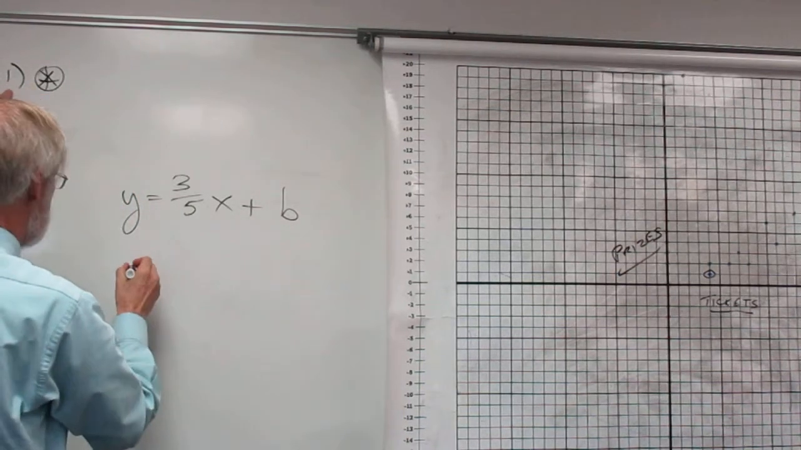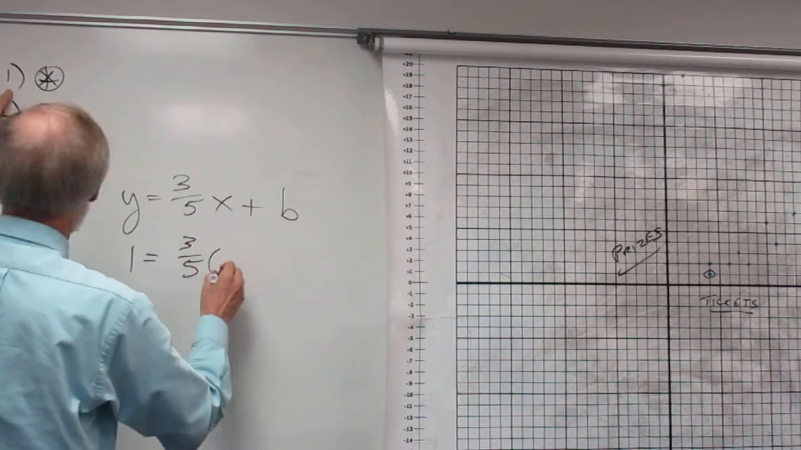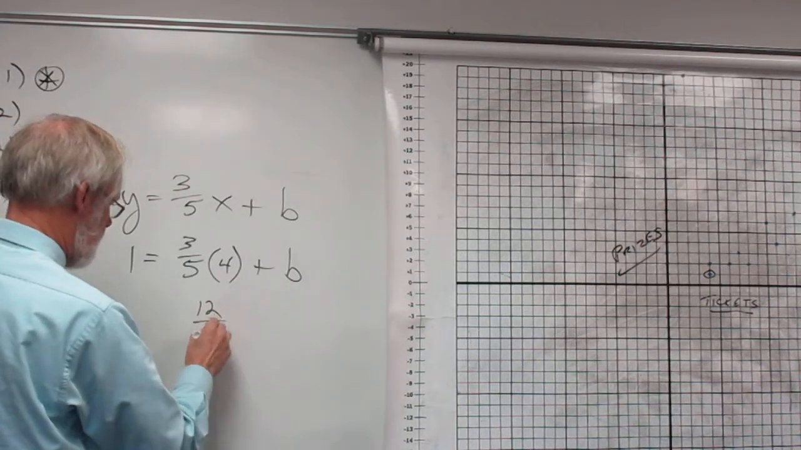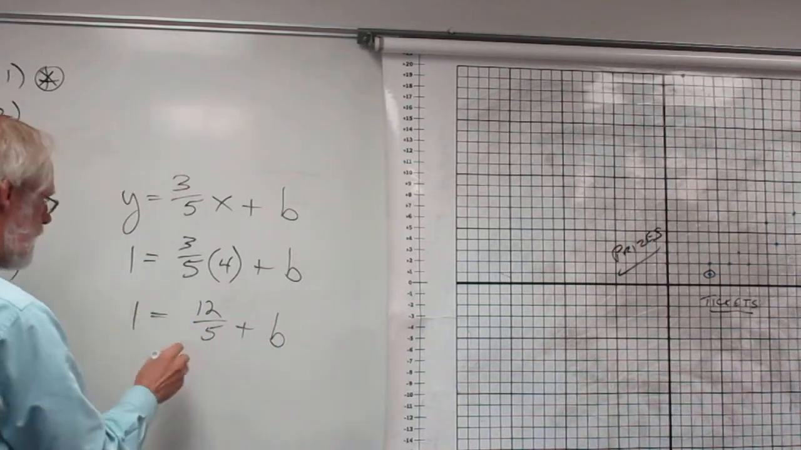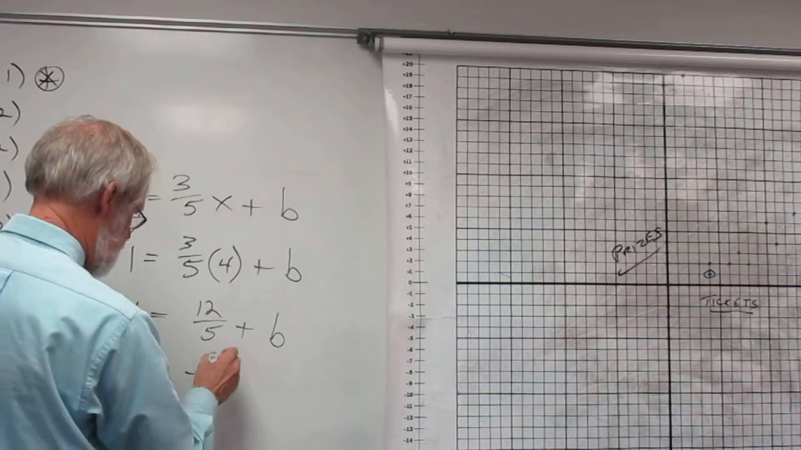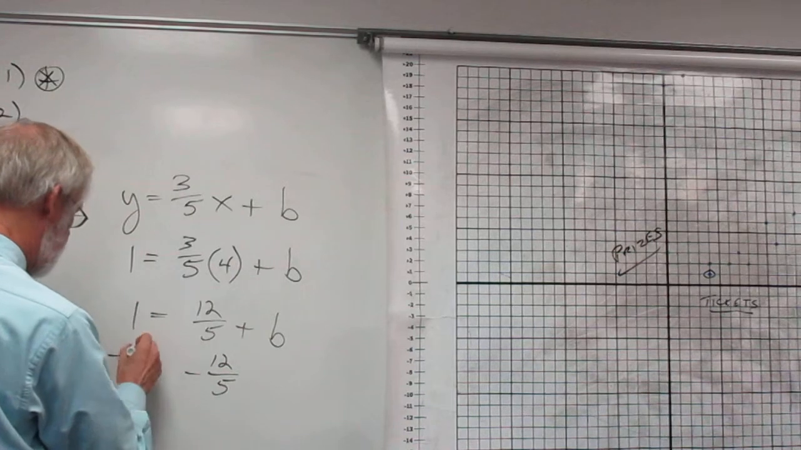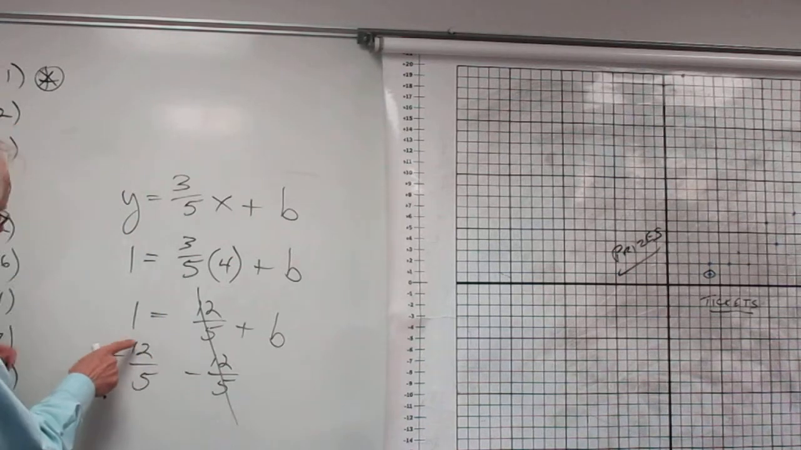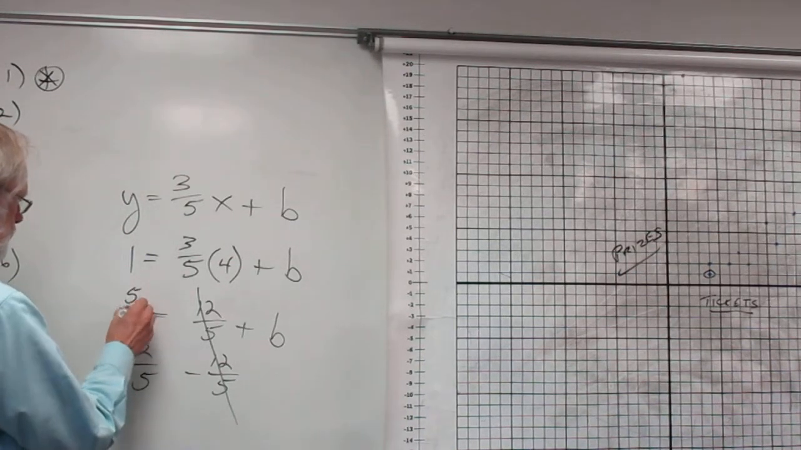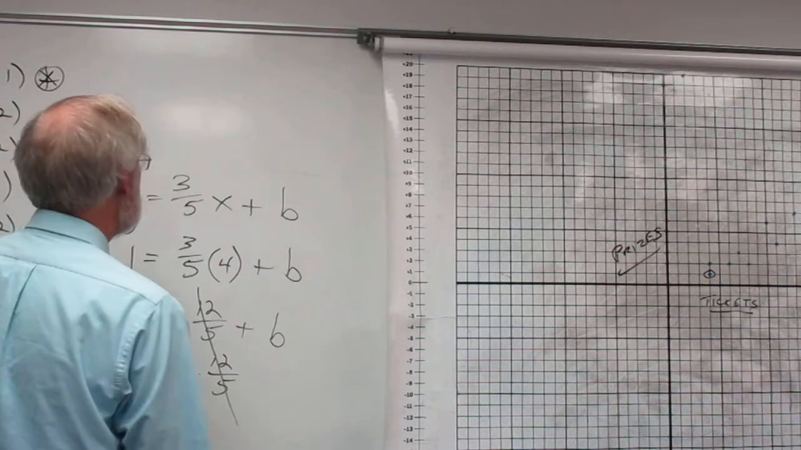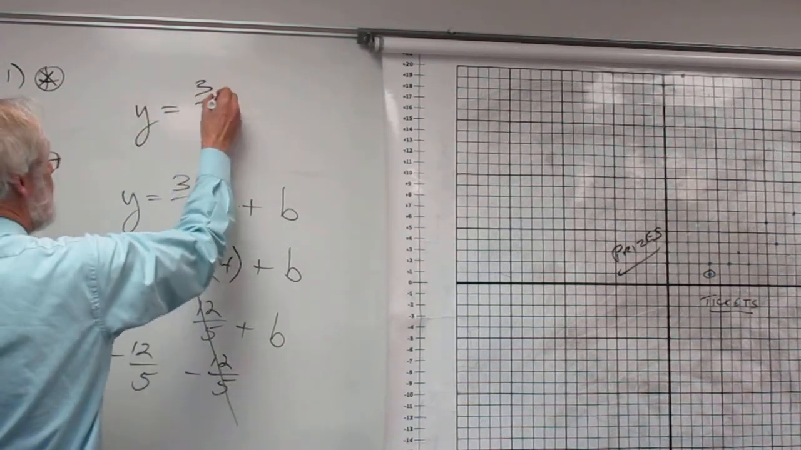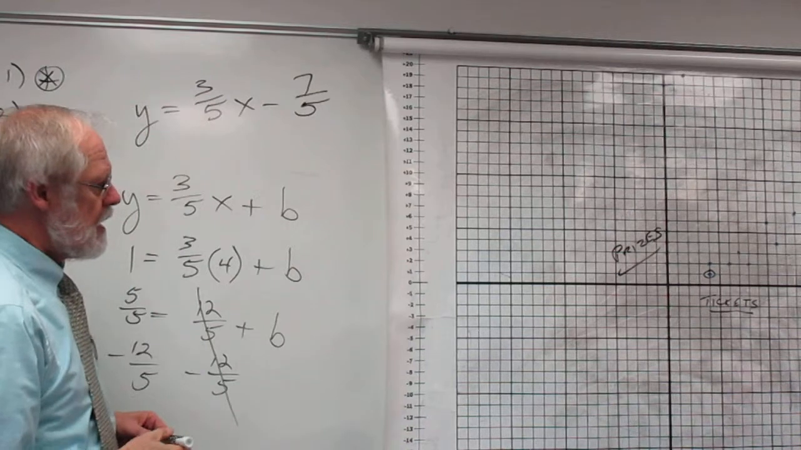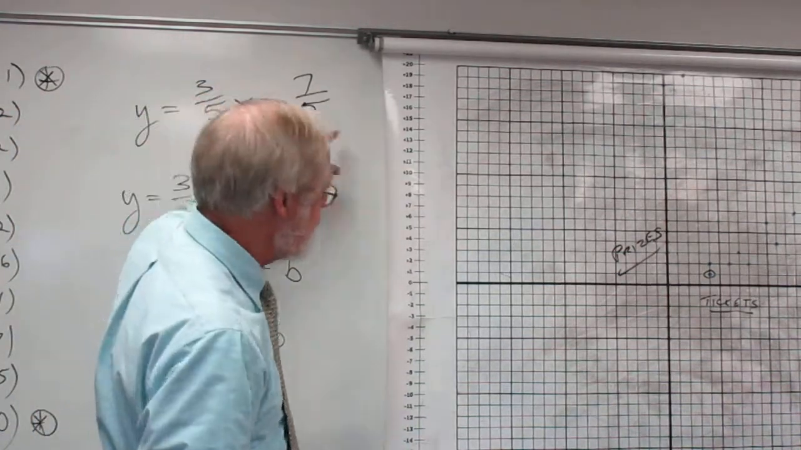I will take one of the 2 points that I used. This one's obviously easier. 1 equals 3/5 times 4 plus b. This would be 12/5 plus b. And now I want to subtract 12/5 from both sides. b equals, now 1 is 5/5, so 5 minus 12 is -7. So we have y equals 3/5 x minus 7/5. That's 1 2/5 down here.